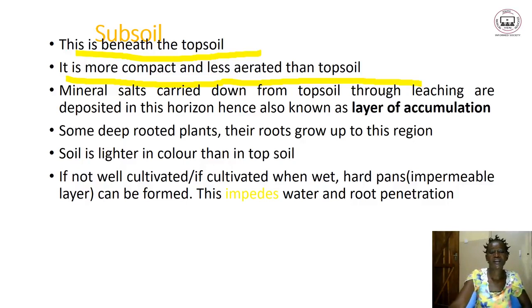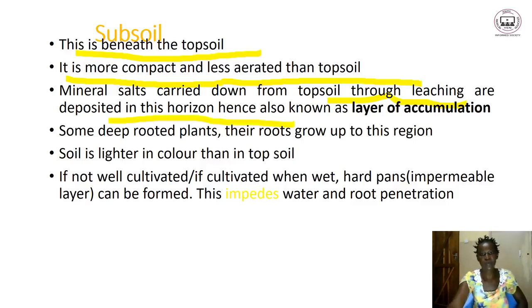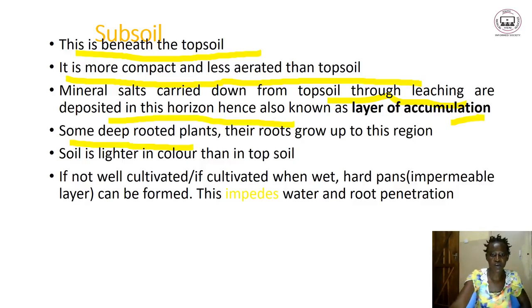But I mentioned earlier on that the topsoil is subjected to leaching. So most of the times the nutrients or mineral salts which are carried down from the topsoil through leaching are deposited in this horizon, the subsoil. Therefore, it is also known as a layer of accumulation. We're talking of accumulation of mineral salts which have been leached from the topsoil. As I've already said, it is difficult to find many microorganisms here. The same applies even to roots.